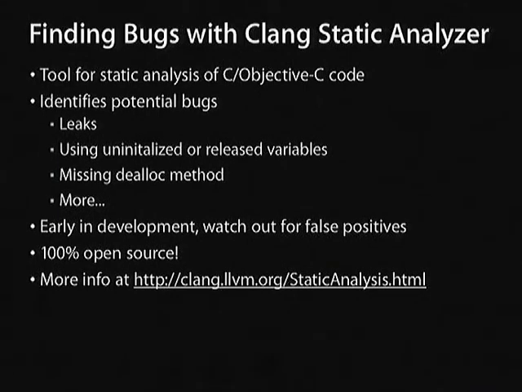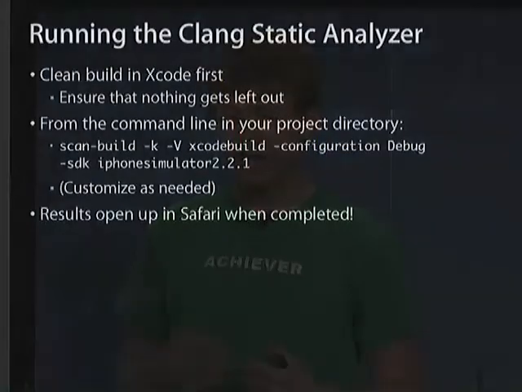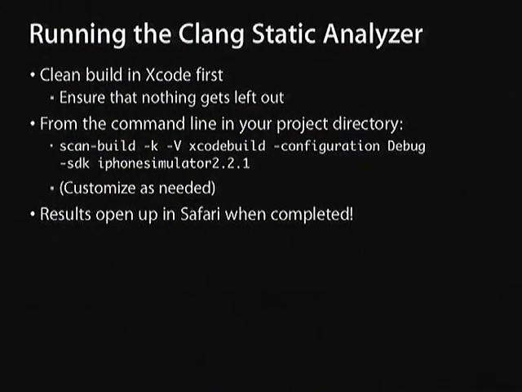But I'm actually going to show you here how to do that as well, because a demo is worth 1,000 websites of trying to read through somebody's documentation. So to run it, just to give you a quick overview, one really key thing is to do a clean build in Xcode first, because what Clang is going to do is actually compile your code, and as it's compiling it, it's going to try and make some inferences about what you're doing. If you've already built your project in Xcode and then you tell the static analyzer to do it, it might skip over some source files that haven't changed since your last build.